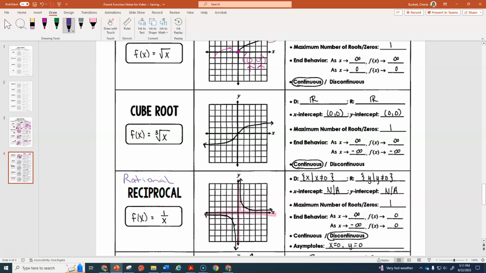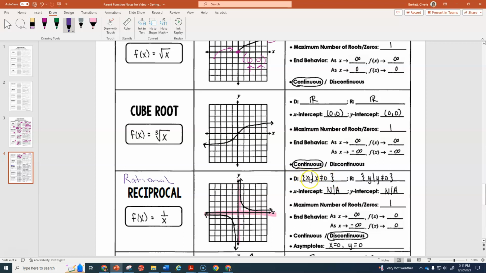R-A-T-I-O-N-A-L. You should remember from Algebra 1, you learned that rational numbers are defined to be numbers that are fractions. That should make sense then why I call this the rational function, because where is x? It's in the denominator of a fraction.